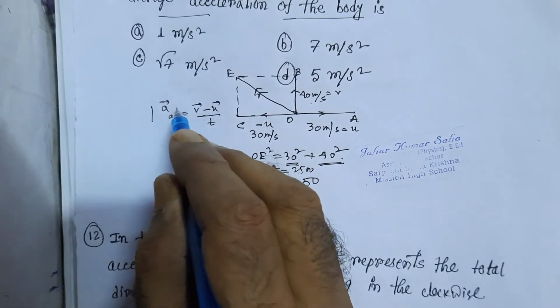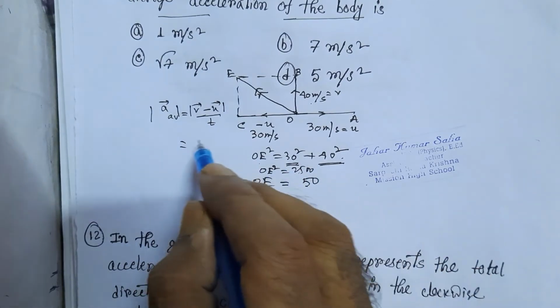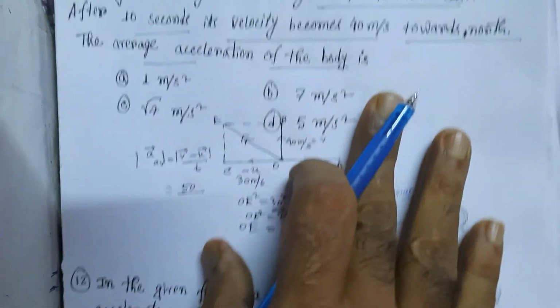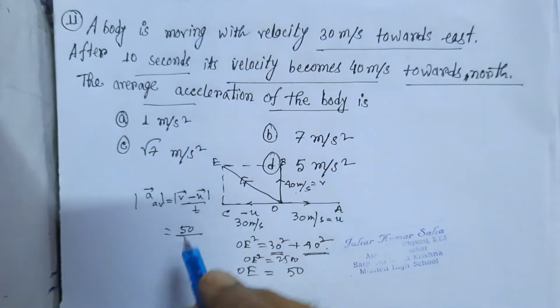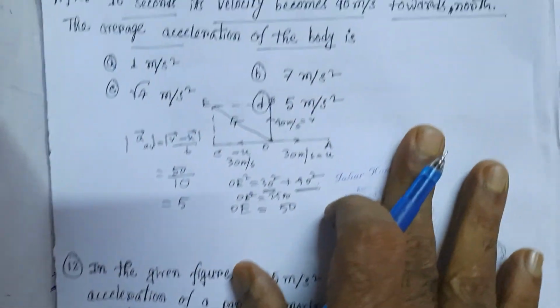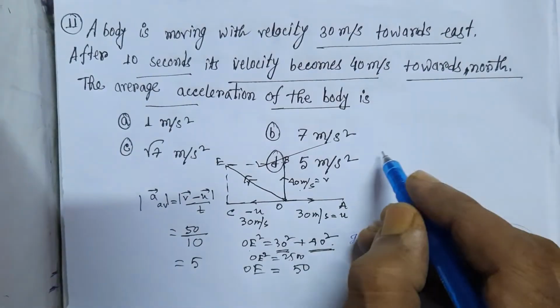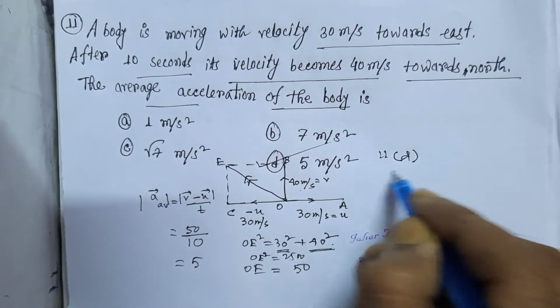Now, average acceleration equals mod of V minus U by T. Mod of V minus U is 50. T is given here as 10 seconds. 50 by 10 is 5 meters per second square. The correct option is D. So the correct answer to question number 11 is D.